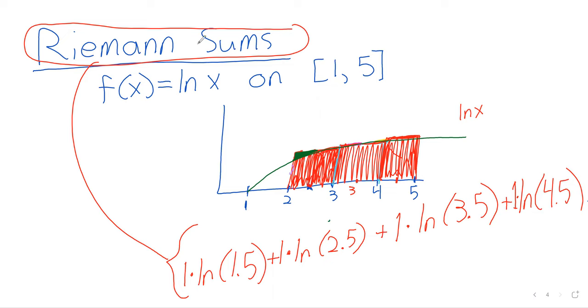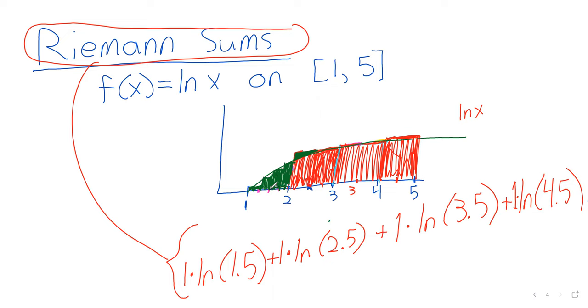rectangles. What if we took this single rectangle and we broke it into four pieces? And for each of these pieces, we then repeat this process. Take the midpoint, go up, create a rectangle. Take the midpoint, go up, and create a rectangle. Take the midpoint, go up, create a rectangle. Take the midpoint, go up, and create a rectangle.